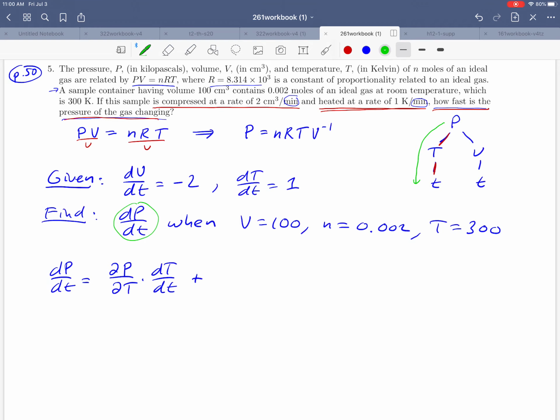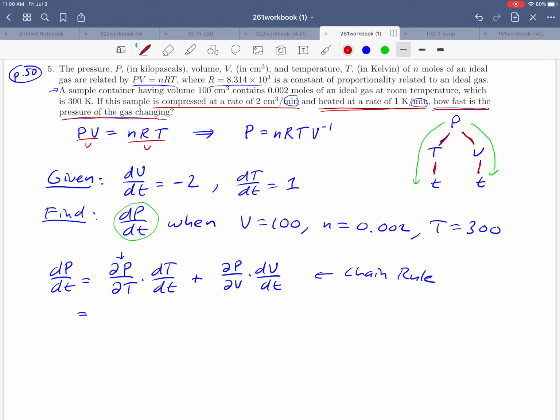Okay, and then we've got another path that takes us from pressure to time. And it goes from P to V and V to T. So in terms of derivatives, that's going to be partial P partial V times dV dt. Okay, there's our chain rule formula. And we're ready to actually take these derivatives now. Okay, so the first thing that we need to calculate is partial P partial T.